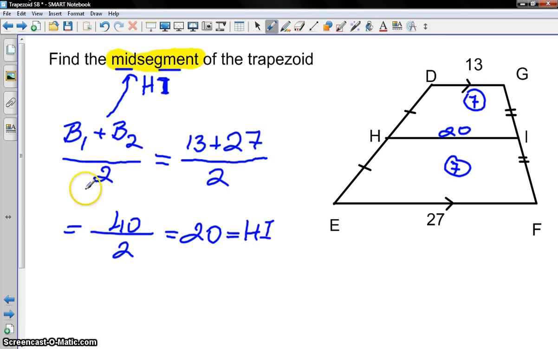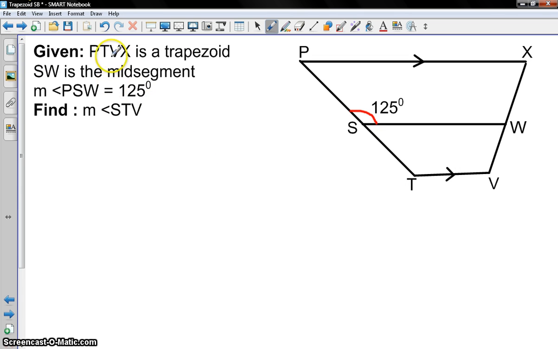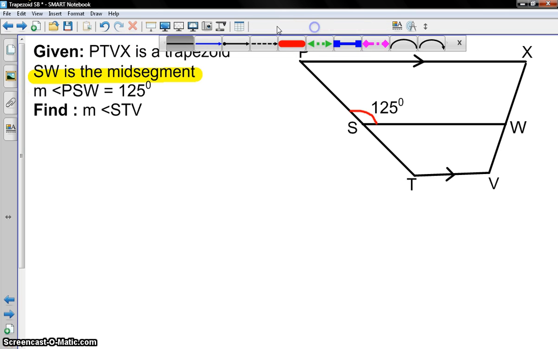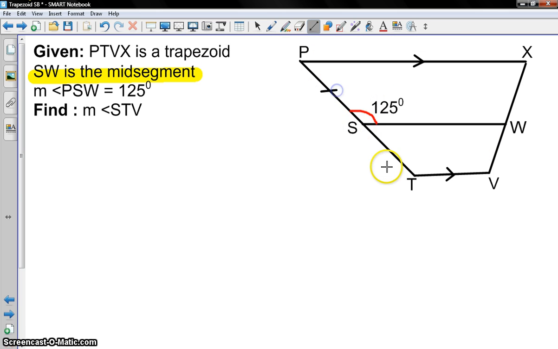All right, let's move on to our third example. And this one says, PTVX is a trapezoid. SW is the midsegment. So immediately when you see this, you're going to actually have to label your picture. So what I'm going to do is I'm going to say if SW is a midsegment, that means this one is congruent with this one. And I'm going to have those right here are also congruent. So VW with WX are also congruent.